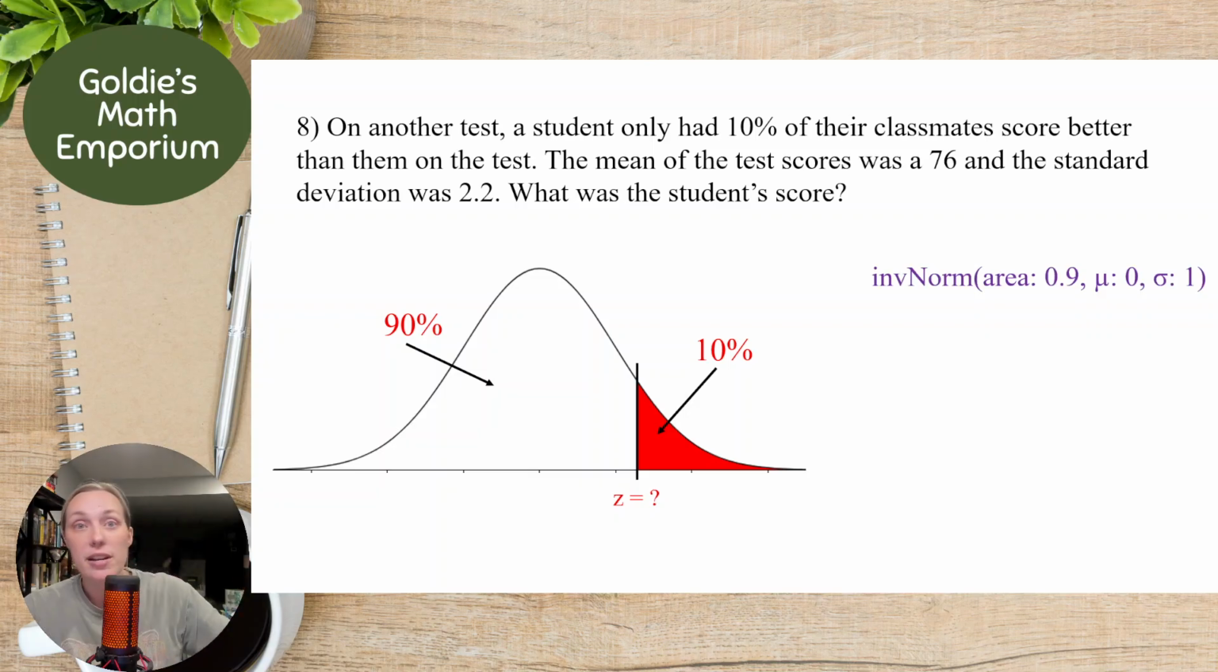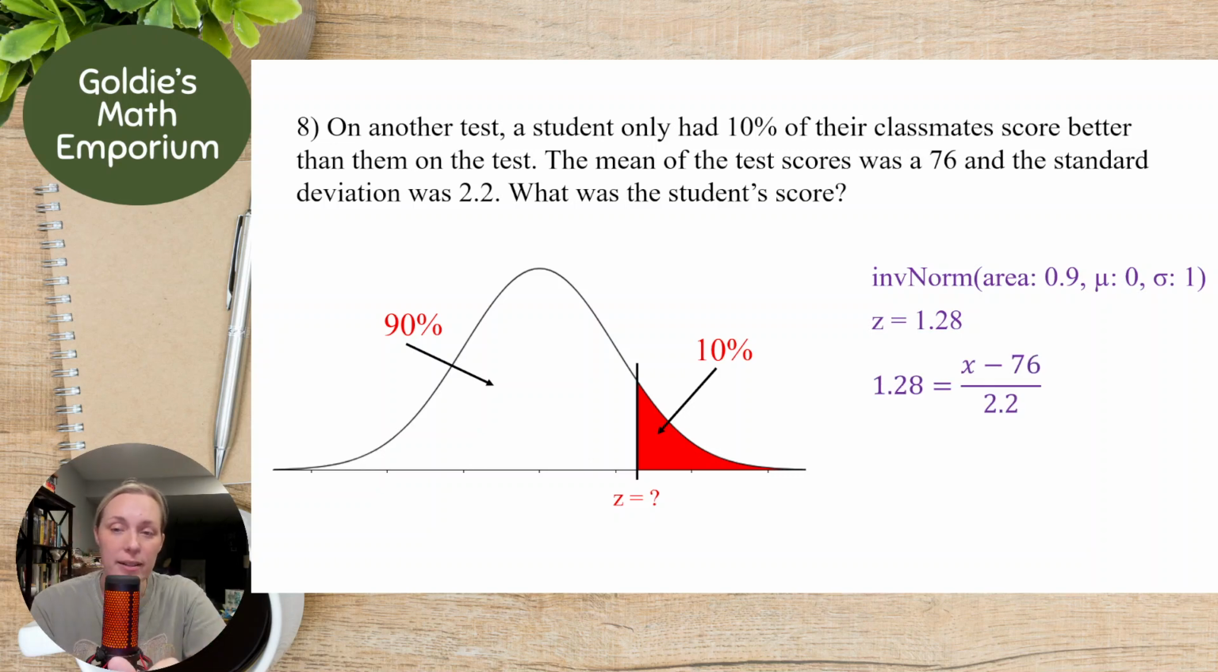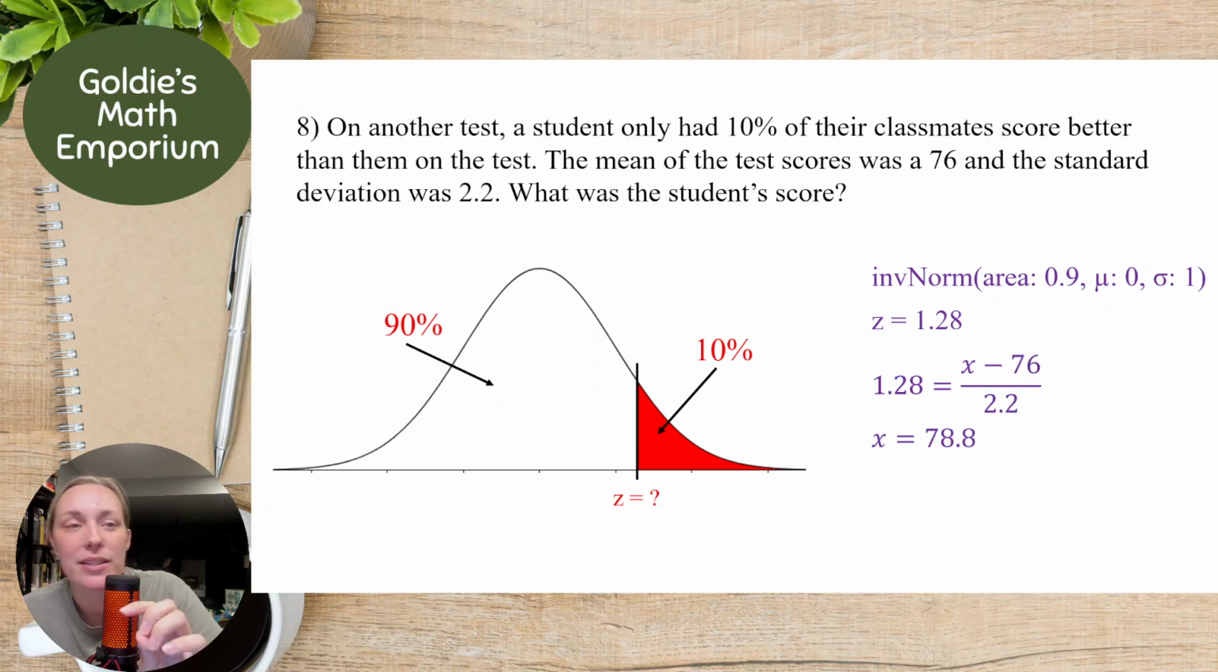I put in area to the left is 0.9, mean 0, standard deviation 1, gives me my Z-score of 1.28. I put that in, and I get X equals 78.8. So 78.8 was the student score where 10% scored better than them.